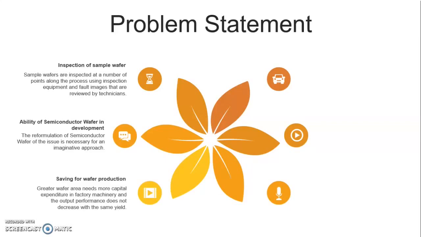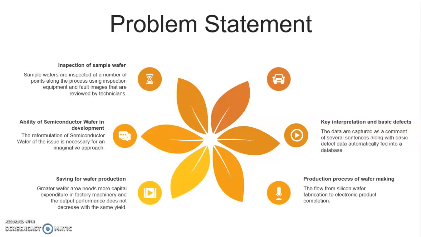Third, saving for wafer production. Greater wafer area needs more capital expenditure in factory machinery, and the output performance does not decrease with the same yield. Fourth, production process of wafer making: the flow from silicon wafer fabrication to electronic product completion. Fifth, key interpretation and basic defects.